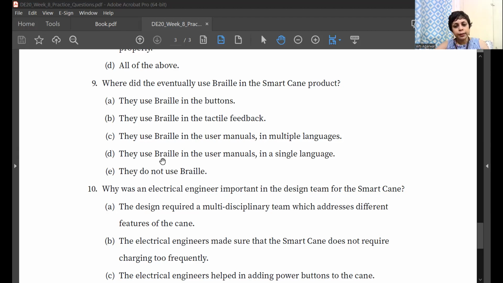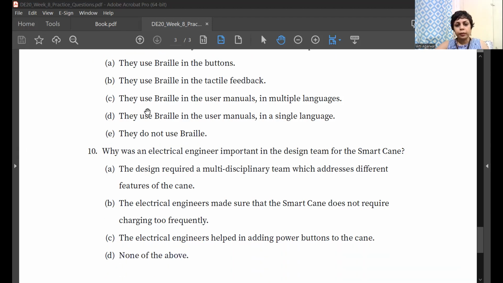The options are: the first option is to use Braille in the buttons. Second is to use Braille in the tactile feedback. Sorry, C is to use Braille in the user manual in multiple languages. D is to use Braille in the user manuals in a single language. E is do not use Braille.